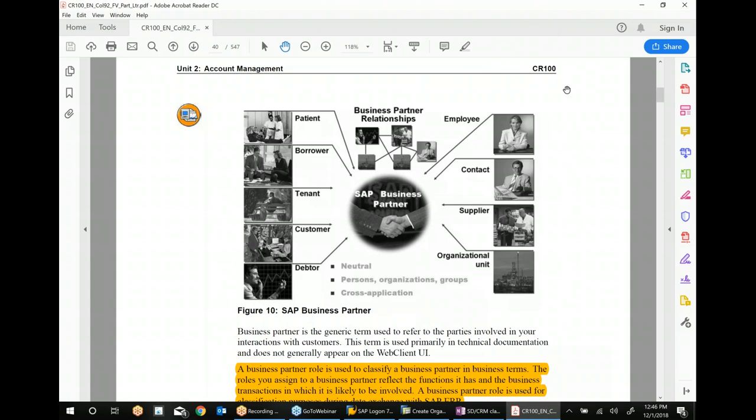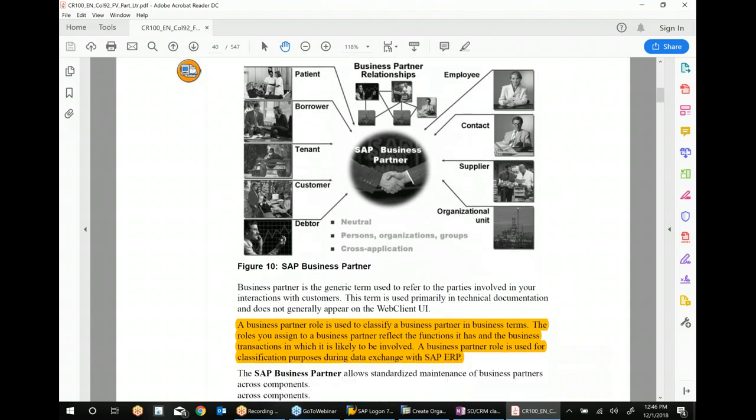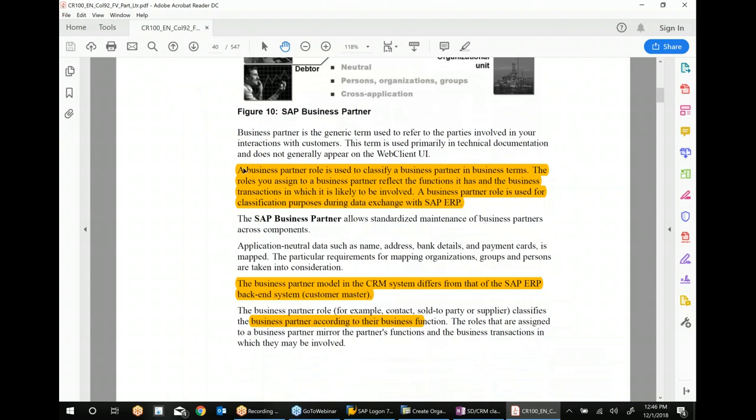So you can have organizational unit business partners. So you can have different types of business partners in SAP. I would like you guys to make a note of these four lines which I highlighted. Take a pen and paper.